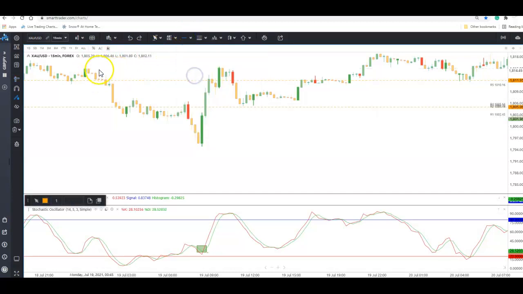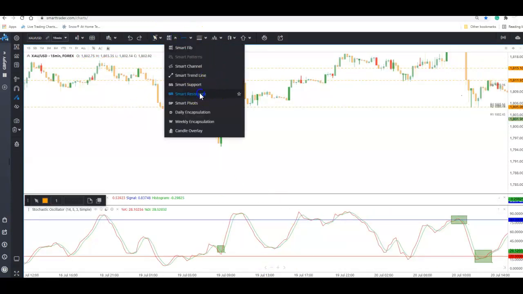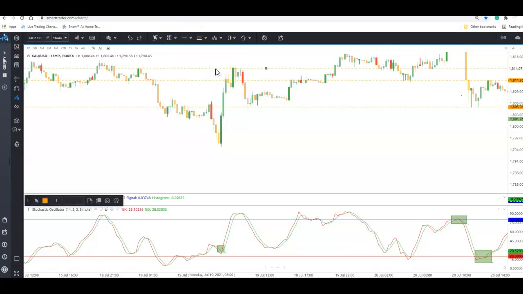Notice that it kind of stalled out at the resistance level. That's what I'm looking for. I'm looking for these levels of support and resistance, and there it was. That was the exit.